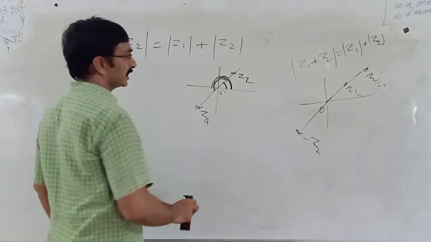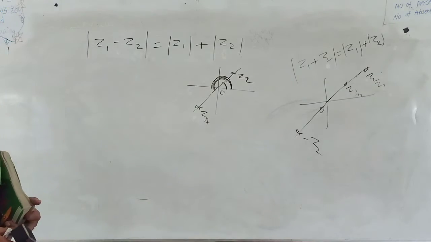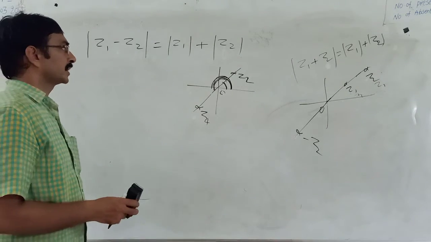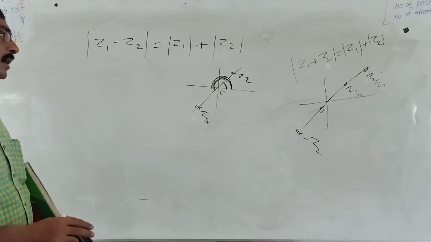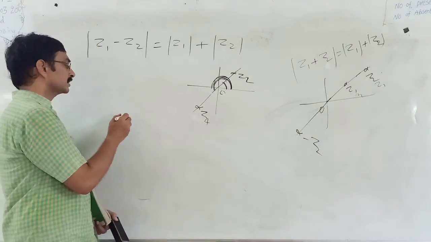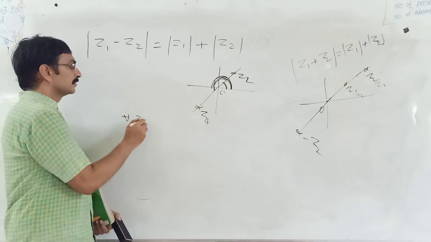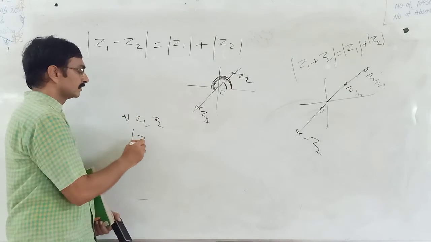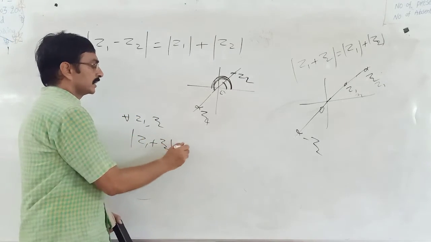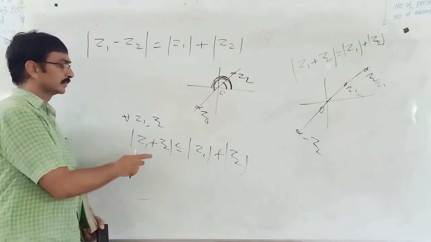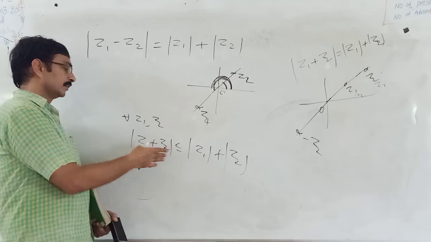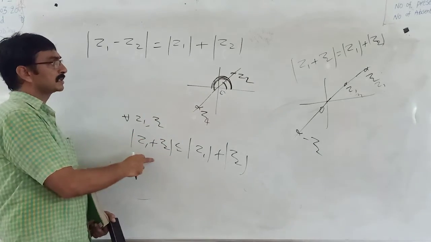So these are applications of the geometrical position of the complex number Z1 plus Z2. With this, you have to learn three things by heart. One is, for any two complex numbers Z1, Z2, modulus of Z1 plus Z2 is less than or equal to mod Z1 plus mod Z2. There are two problems based on this one.